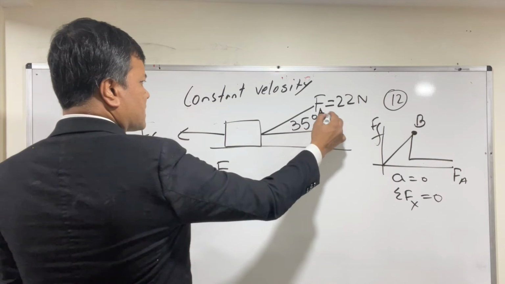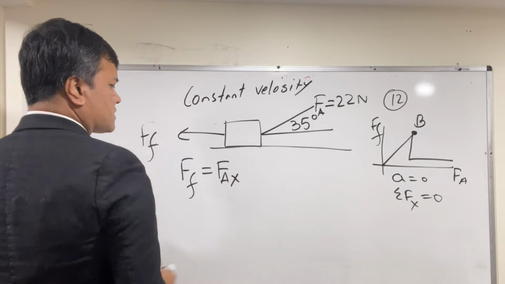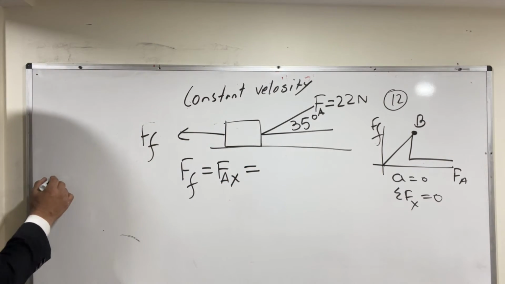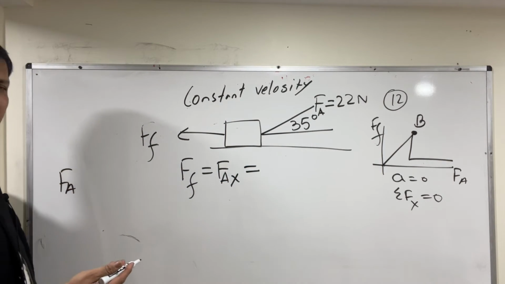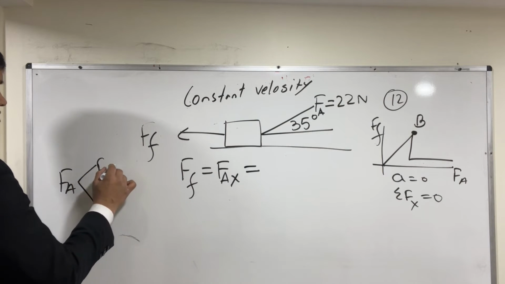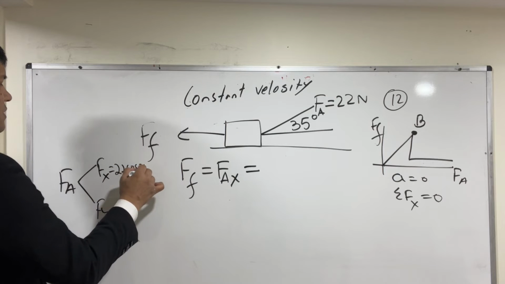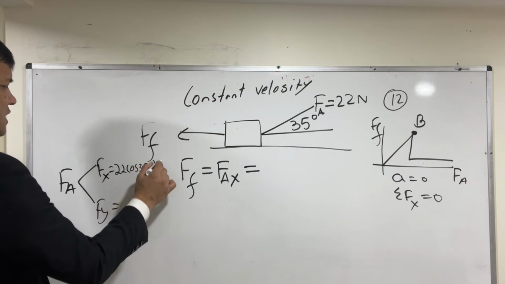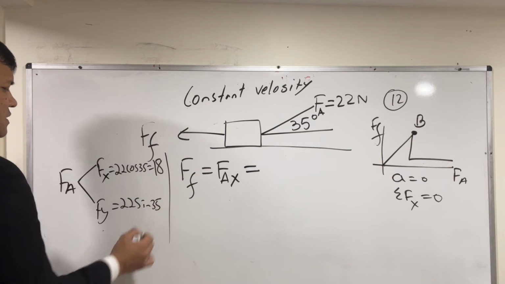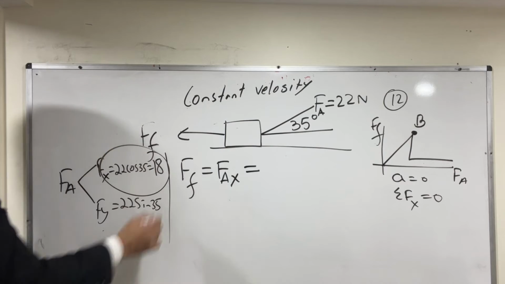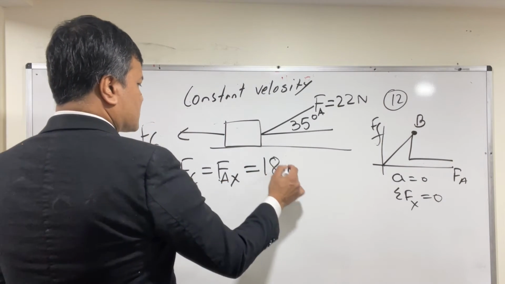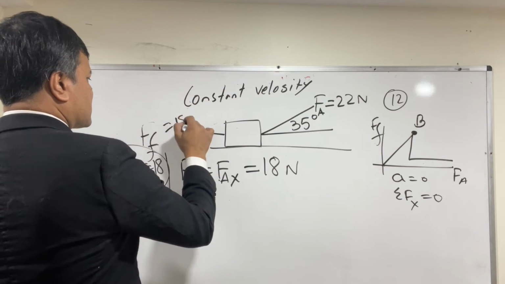F applied x, right? Okay, and what is that? So Fa has two components, Fx and Fy. Fx is 22 cosine 35, and this is 18, and this is 22 sine 35, and we don't need to know this one, so this is 18. So Ff is Fax, and this is 18 Newton. So Ff is 18 Newton.